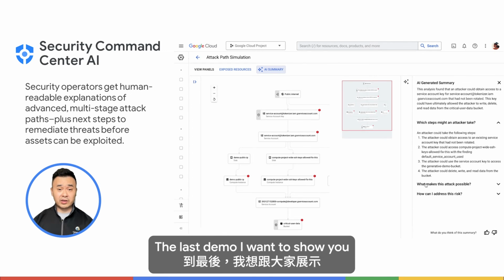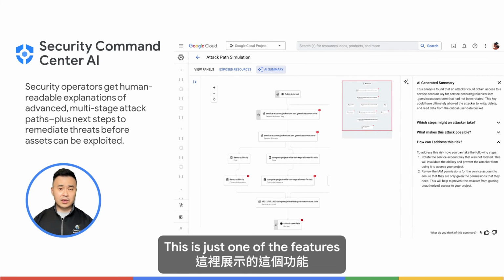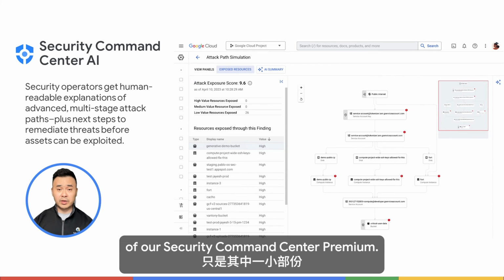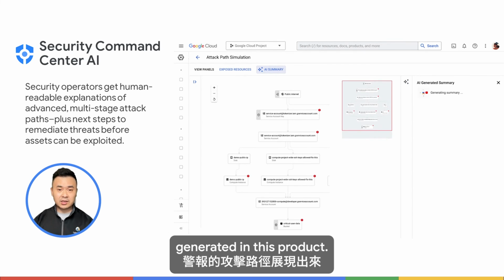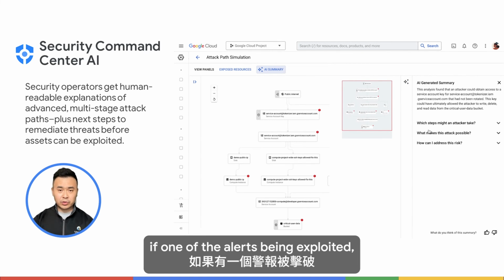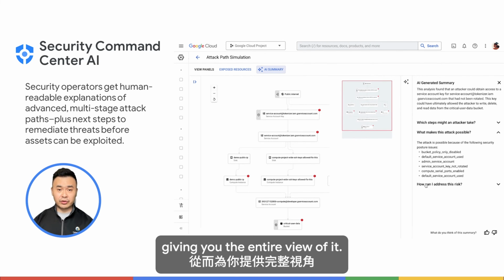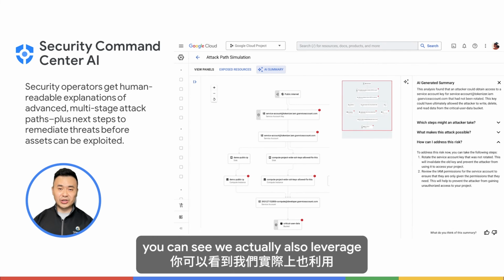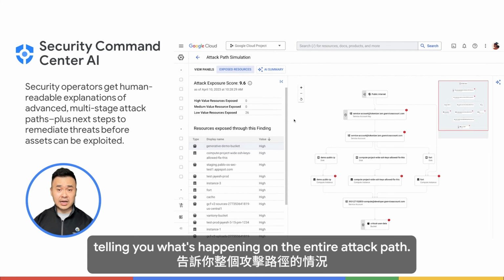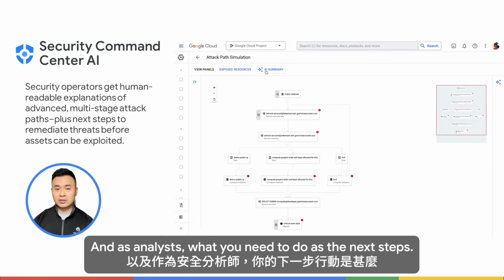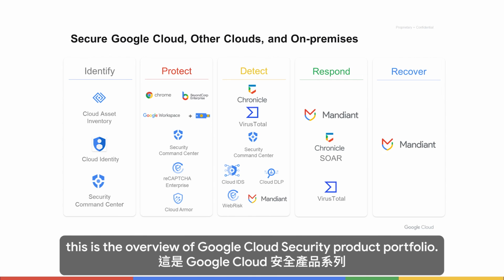The last demo I want to show you is Security Command Center Premium, which is a cloud-native security product living on GCP. This is just one of the features from Security Command Center Premium. Over here, we mapped out the attack path for alerts generated in this product. It will tell you, if one of the alerts is exploited, what other assets in your environment may be affected, giving you an entire view of it. On the right-hand side, you can see we also leverage the same large language model to give you a summary, telling you what's happening across the entire attack path, and as an analyst, what you need to do as the next steps.